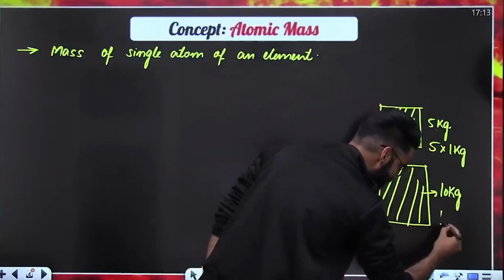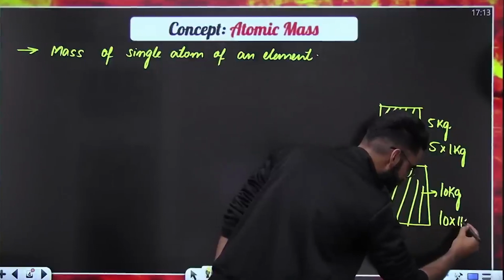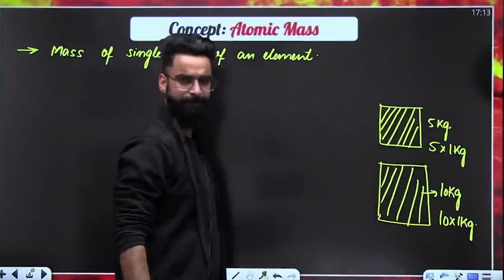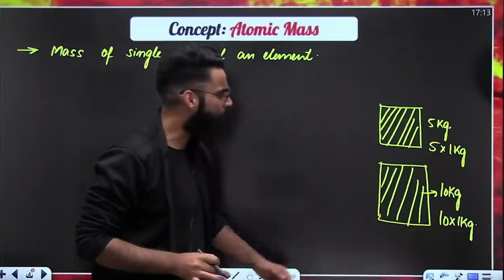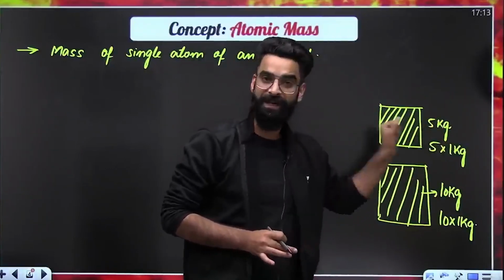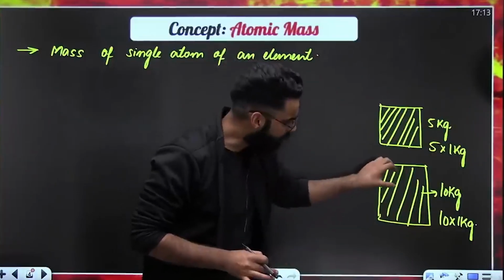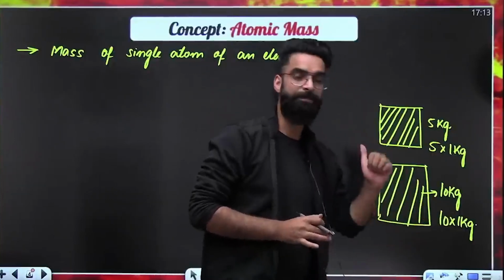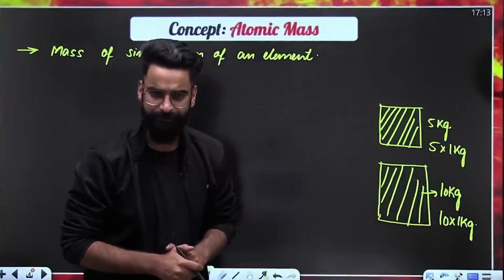Can I write this 10 kg like this? 10 multiplied by 1 kg? Absolutely, we can do that. Now, the point is, why am I doing this? Why did I write this 5 kg as 5 multiplied by 1? Why did I write this 10 kg as 10 multiplied by 1 kg? There's a reason behind it.